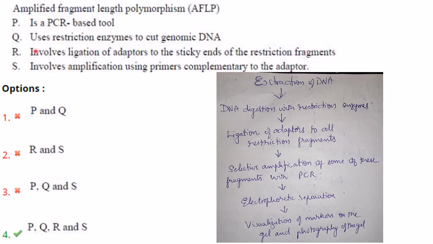So here is a PCR based tool. Yes, you are using PCR there. So P is correct. Uses restriction enzyme to cut genomic DNA. Yes. Involves ligation of adapters to the sticky ends of the restriction fragments. Yes. Involves amplification using primers complementary to the adapter. That is also correct. So P, Q, R, S all are correct.